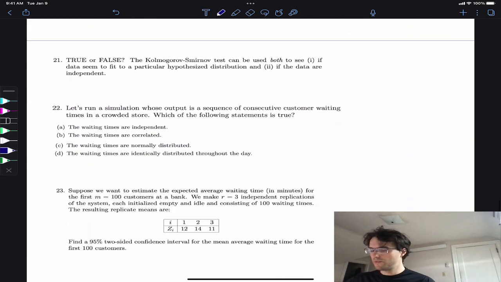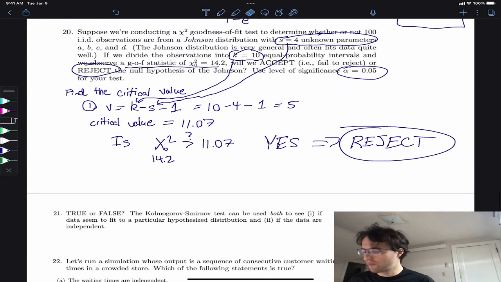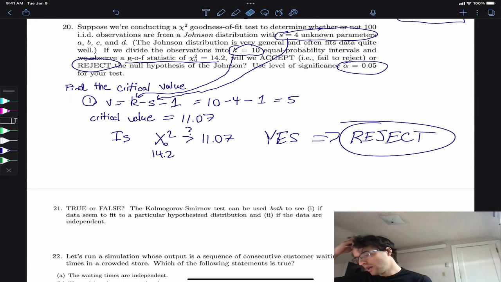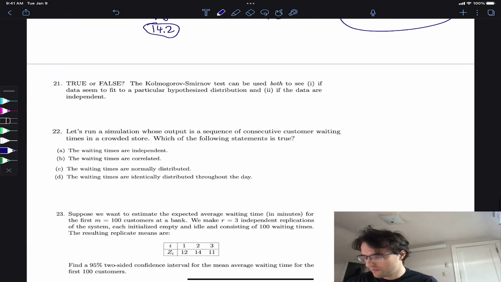All right, moving on. Actually, before I move on, one other thing I'll say about this one. Make sure that you are able to actually calculate the statistic. In this case, they gave you the pre-calculated goodness of fit statistic of 14.2, but definitely also know how to calculate this value yourself given some data if you need to. Okay? All right, moving on.